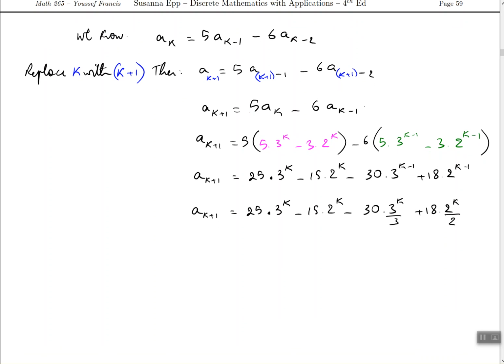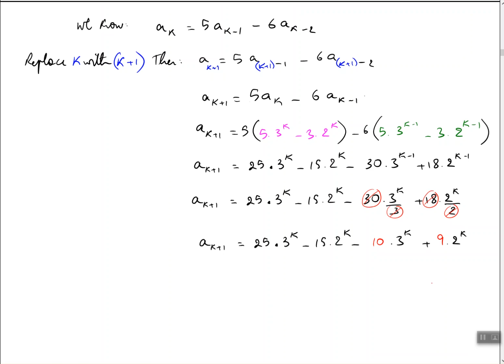And I'm doing this because now I can take advantage of the fact that there's a 30 on top and a 3 on the bottom. There's an 18 on top and a 2 on the bottom. We can do some cancellations, basically. We can reduce to lowest terms. And if we did that, we get the 10 and the 9. Because 30 divided by 3 is 10 and 18 divided by 2 is 9. But at this point, we have some like terms. As a matter of fact, we have 25 times 3^k and 10 times 3^k.